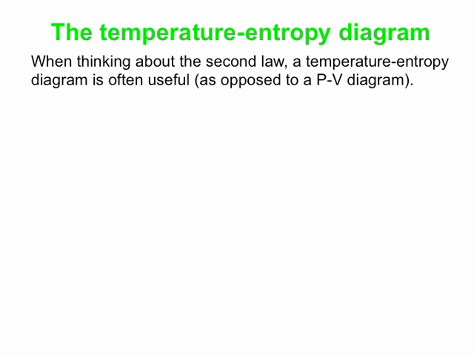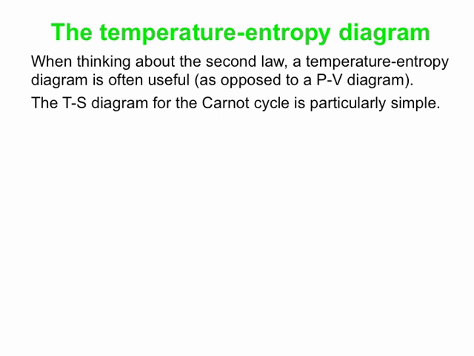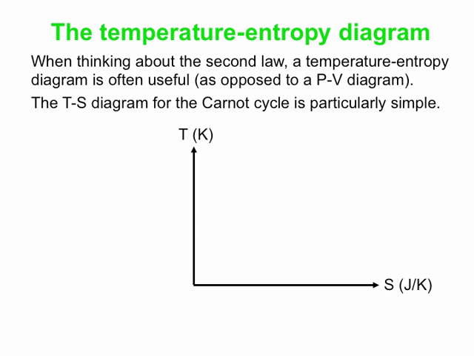So we're going to do a different diagram, and it can be helpful to think about this when thinking about the second law, or even for heat engines. We're going to draw not a PV diagram, but a temperature entropy diagram. And the nice thing about the Carnot cycle is that the temperature entropy diagram, T for temperature, S for entropy, is nice and simple. So here we are plotting temperature, again absolute temperature in Kelvin, on the vertical axis, and entropy in joules per Kelvin on the horizontal axis.